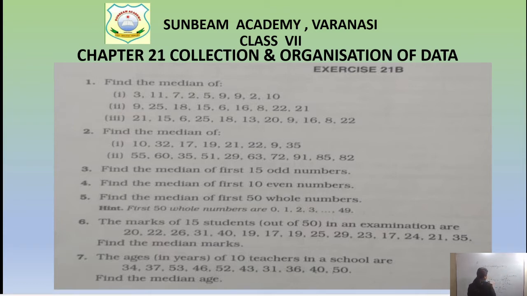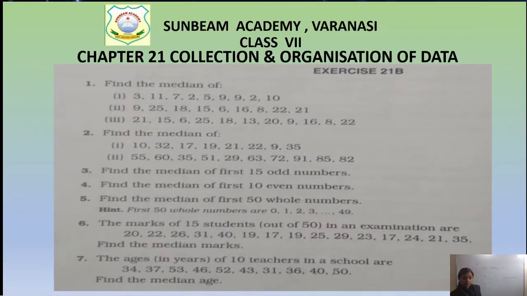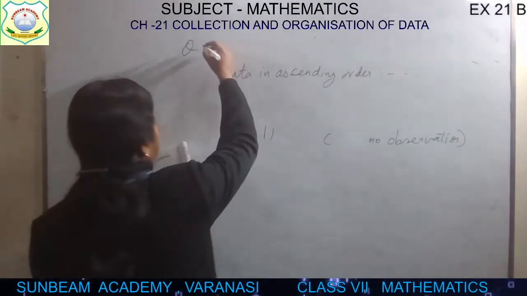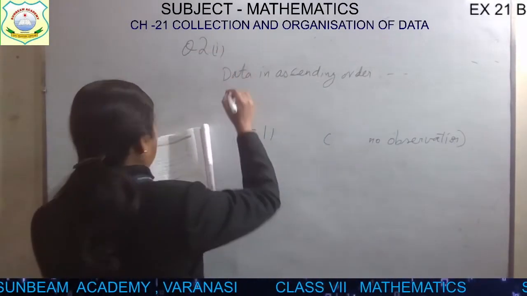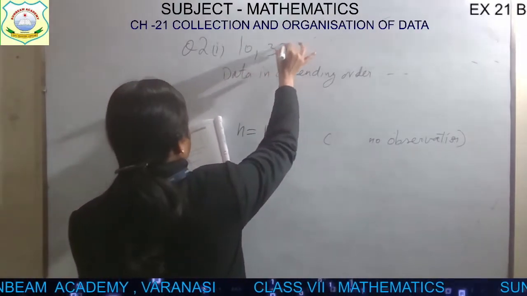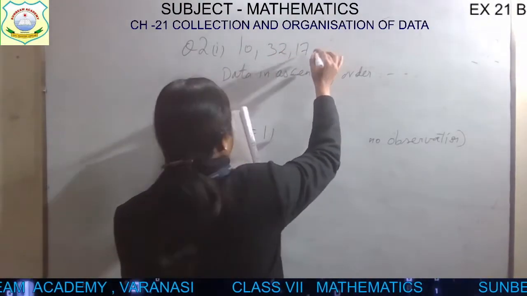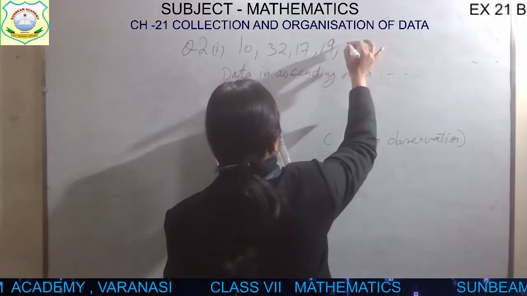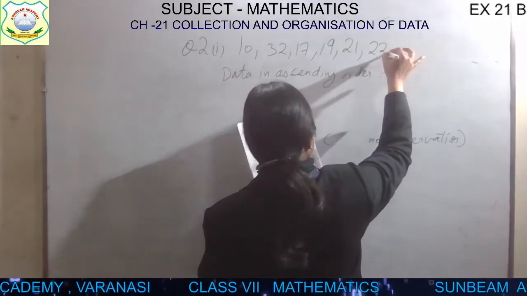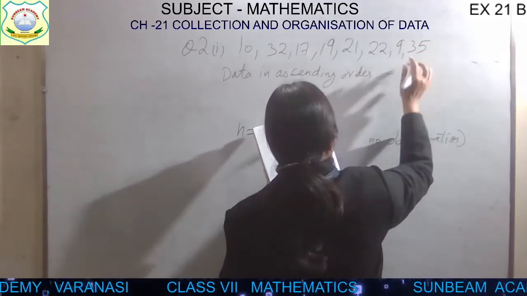Now we have to find the median for an even number of observations. We will write the data first and then write it in ascending order. You can write directly. If you have a pencil, use your pencil. Okay? So now let's write down question number 2 first part. It is 10, 32, 17, then 19, then 21, 22, 9 and 35.